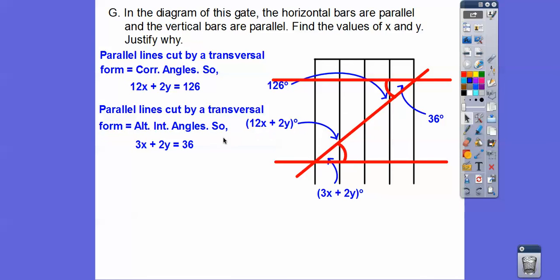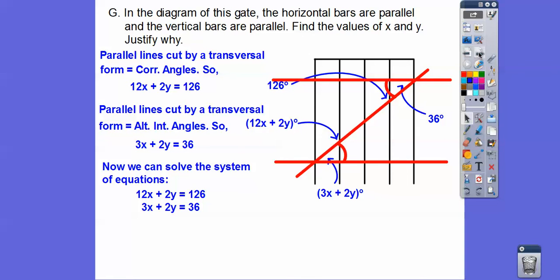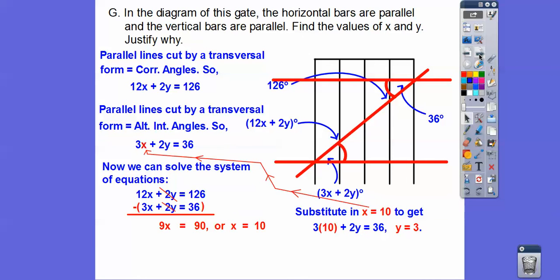So now we have this equation, and we have this equation, so we can solve the system of equations. Well, I can subtract because we have 2y and 2y, so I'm going to subtract those two equations, and we get x equals 10. Then we're going to find y. Just substitute it into any equation. I chose that one because it has smaller numbers, and we get y equals 3.